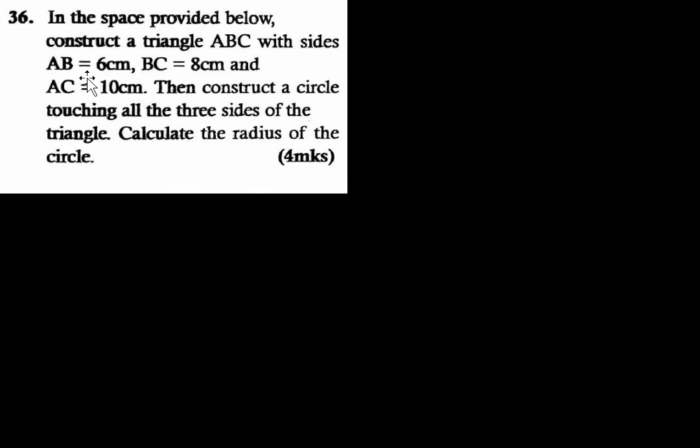In the space provided below, construct triangle ABC. Its sides AB is equal to 6, BC is equal to 8, and AC 10. Then construct a circle touching all three sides of the triangle. Calculate the radius of the circle. I'm going to do this example as the last example, so I'm going to skip it now, but I'm going to do it later in the video, at the end of this video. So allow me to go to the next question, then we'll come back to this.